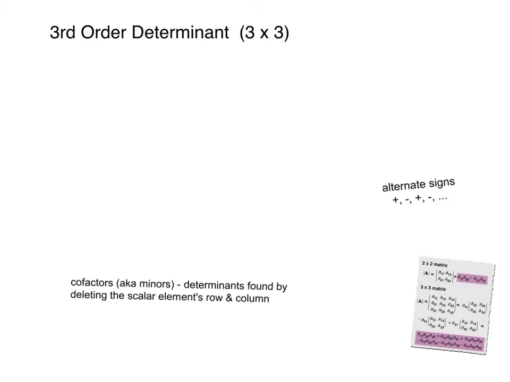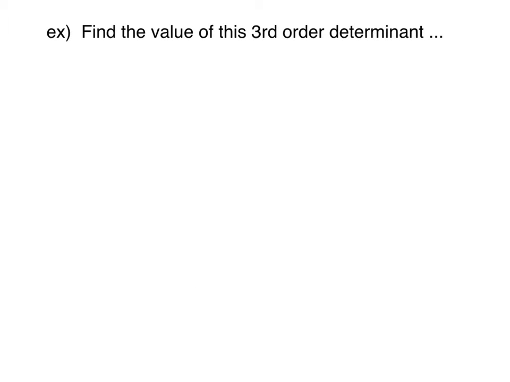Now for the fun stuff. A third order determinant, a 3 by 3. Let's see what we're going to do here. We are going to find the value of this third order determinant. I have a 2, 1, negative 3, 0, 8, 7, 4, 6, 5.